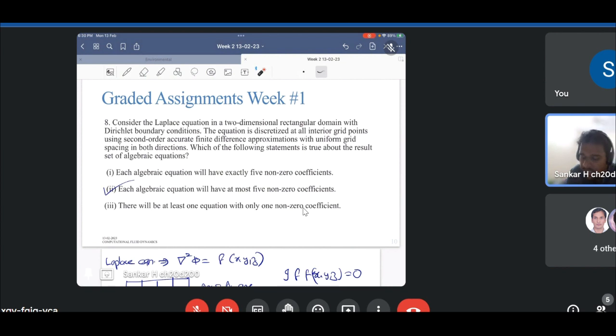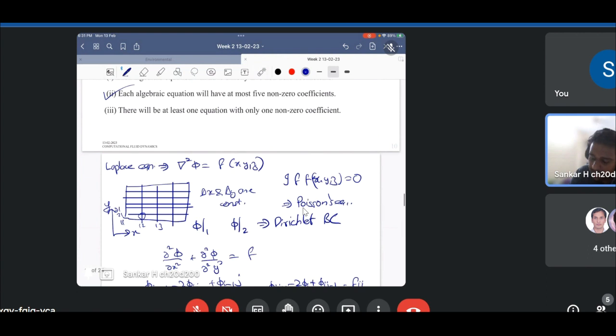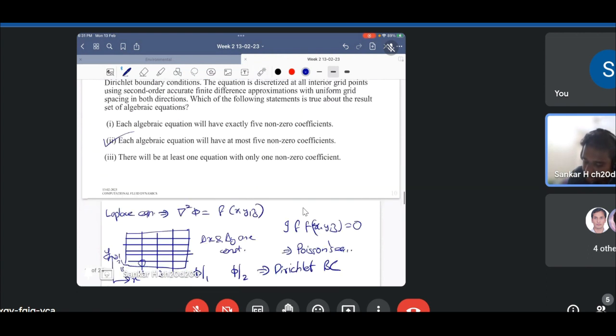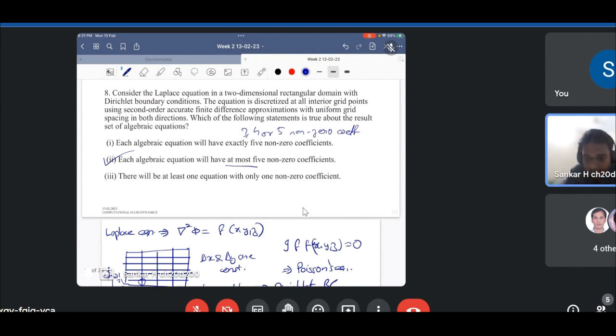That is also not necessarily true. That can be true, maybe in a particular case, but it's not generally true. So we see that if i equals some interior point, 4, and j equals 4, all of these points will come. So each equation may contain 3, 4 or 5 non-zero coefficients. So at most 5 is the correct answer here.